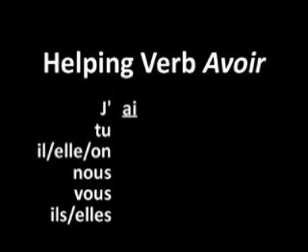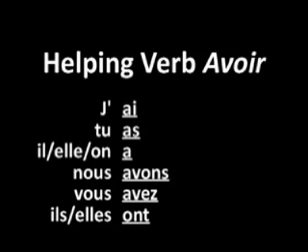The first thing you need to do when you conjugate a verb in the passé composé is to conjugate the helping verb avoir or être in the present tense. Let's go ahead and do this for the helping verb avoir. J'ai, tu as, il a, elle a, on a, nous avons, vous avez, ils ont, elles ont. To finish conjugating our verb in the passé composé, we need to find the past participle. Fortunately, this is very easy to do for regular ER, IR, and RE verbs.